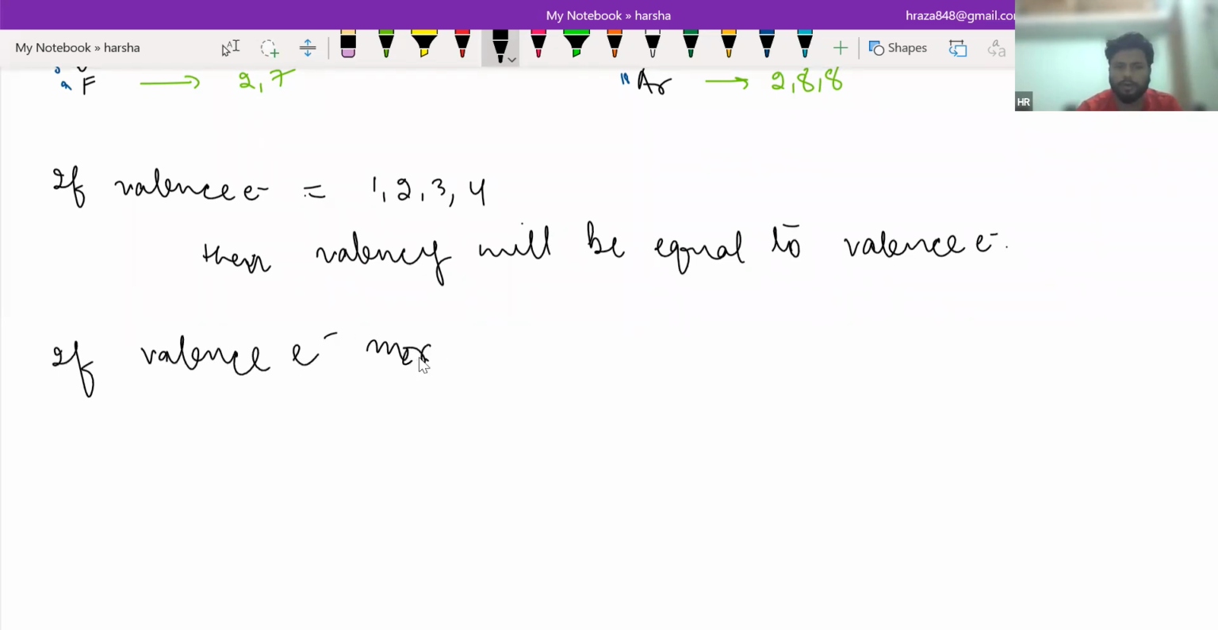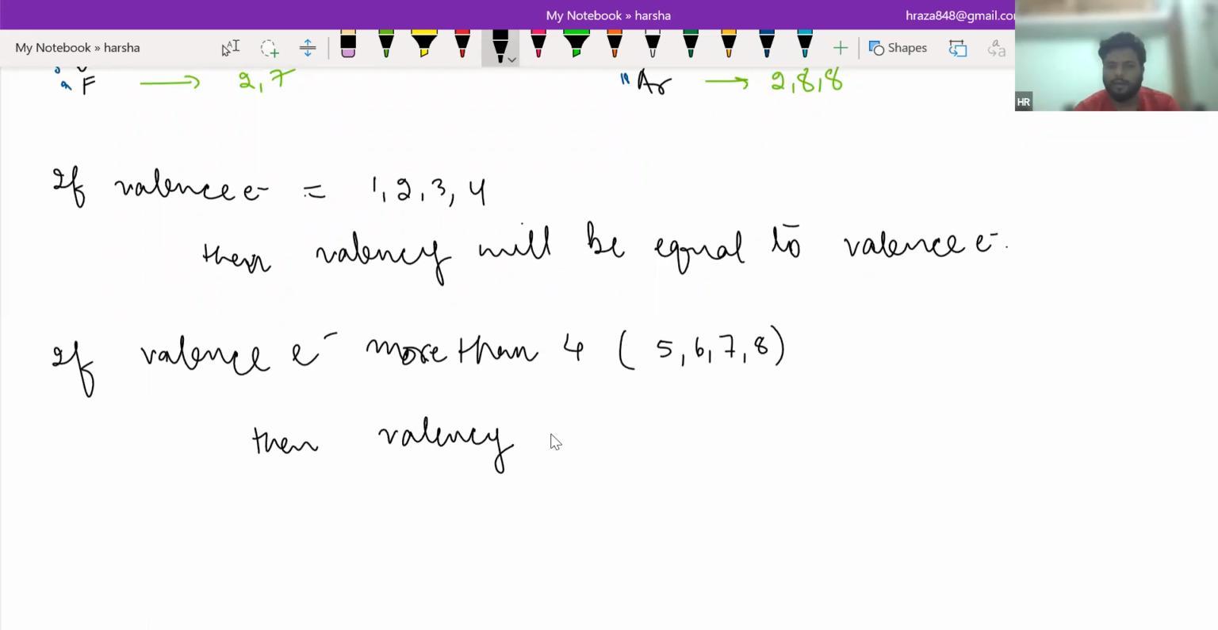But if valence electron is more than 4, that means valence electron is 5, 6, 7, 8, then valency equals 8 minus valence electron. 8 minus valence electron. Are you getting my point? If valence electron is greater than 4, then valency will be equal to 8 minus valence electron.